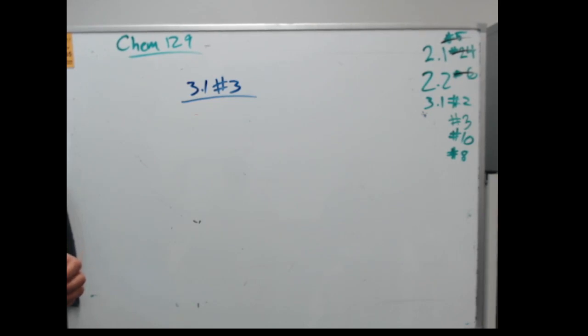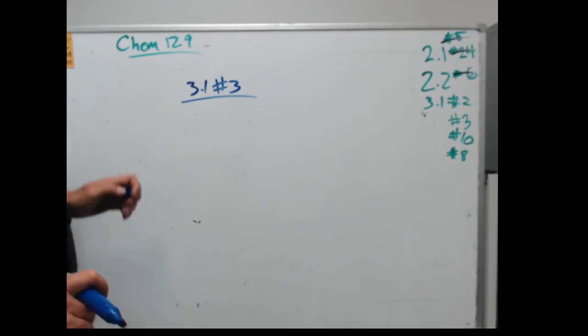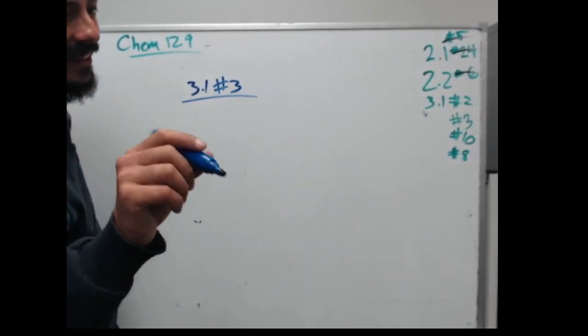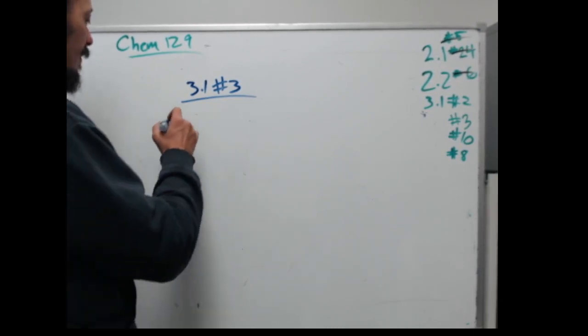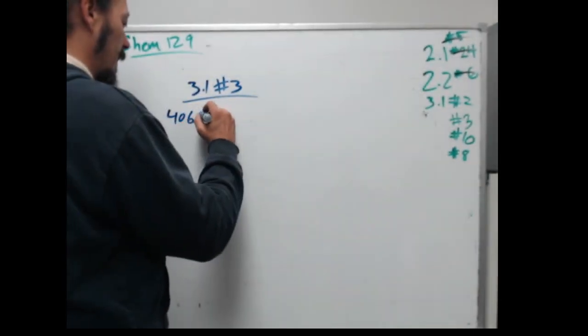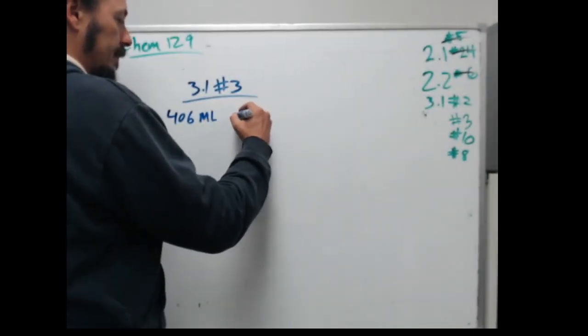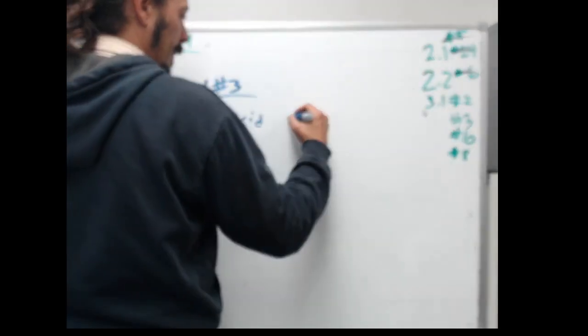Which one are you working on? I'm working on part B of 3. Okay. Let's look at number 3 together real quick. What's the problem saying? Beaker with 406 milliliters of an acid solution with a pKa of 5.28 has a pH of 3.